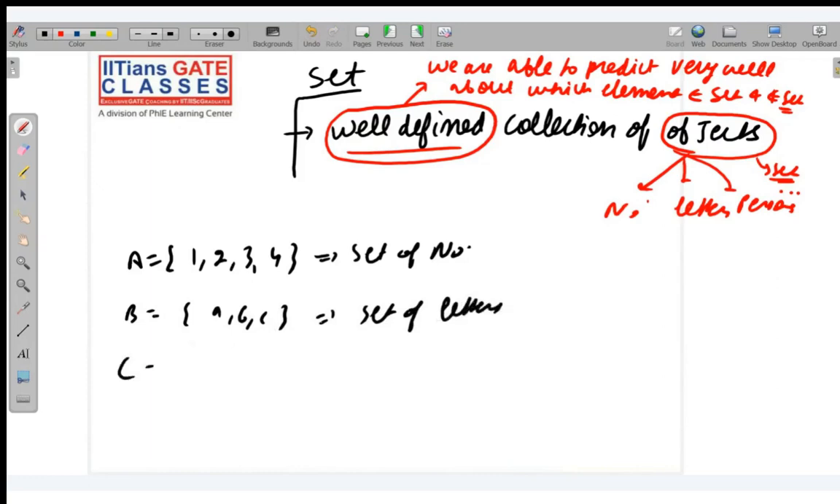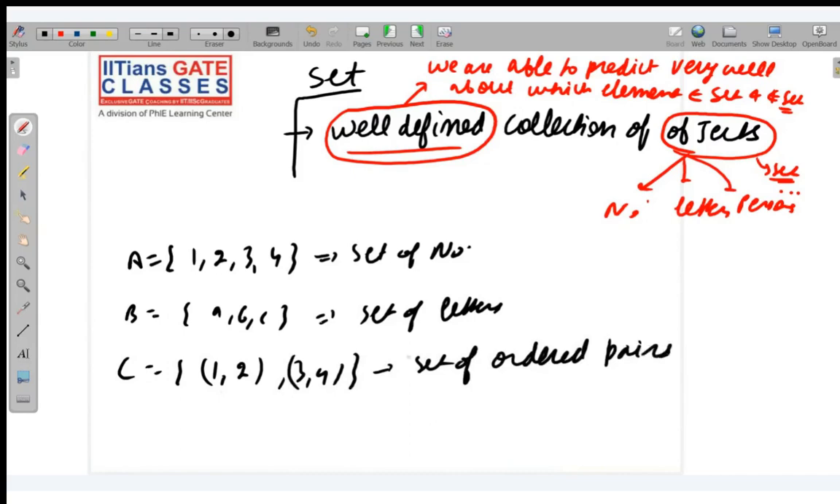We can have a set C in which we have pairs like (1, 2), (3, 4). So this is known as a set of, what are these? Ordered pairs. Ordered pair means here order matters. (1, 2) is not the same as (2, 1). You can imagine this in 2D, so the point (1, 2) is here, but the point (2, 1) will be here.